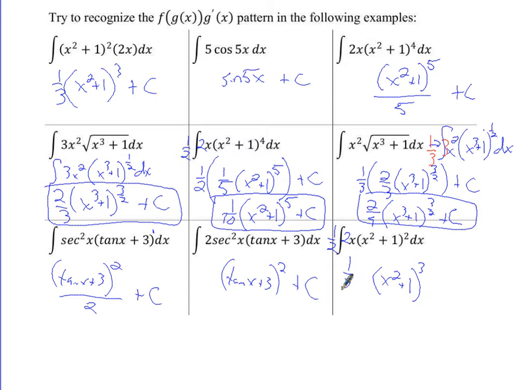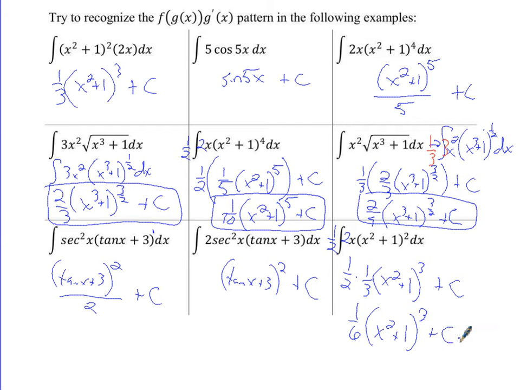The 1/2 has to be there. The 3 would have come down, but the 3 wasn't there, so I also need a 1/3. Plus c, so this becomes 1/6 times x squared plus 1 to the third plus c.